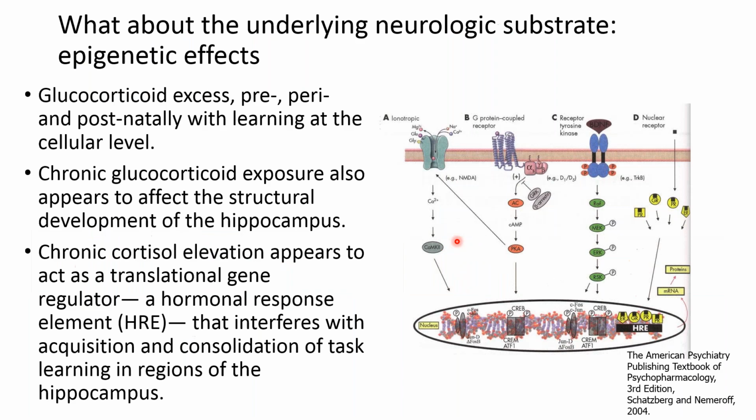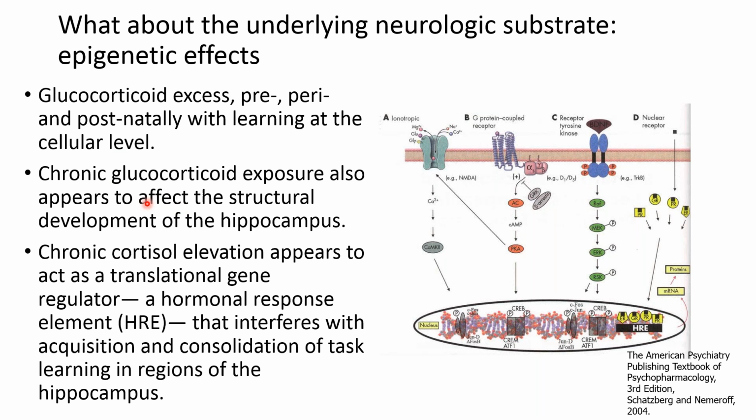This becomes more important than many people realize, because that chronic glucocorticoid response, we know that if you've got too much glucocorticoid pre, peri, and postnatally, it interferes with learning at the cellular level. It helps to shrink the hippocampus. So now you've got damage upon damage. Your hippocampus wasn't doing a great job of associational learning anyway, and now it's shrinking.